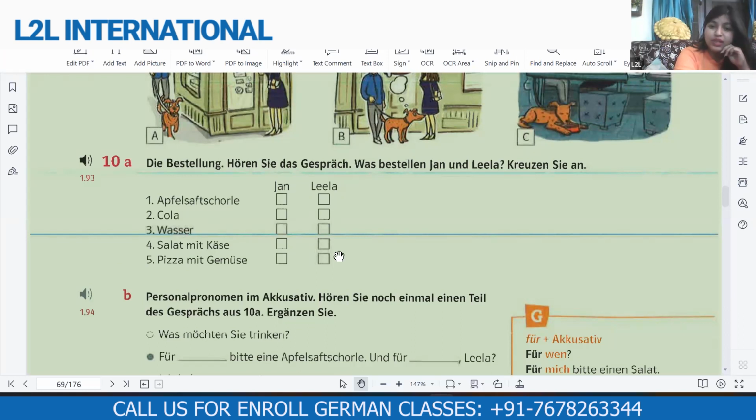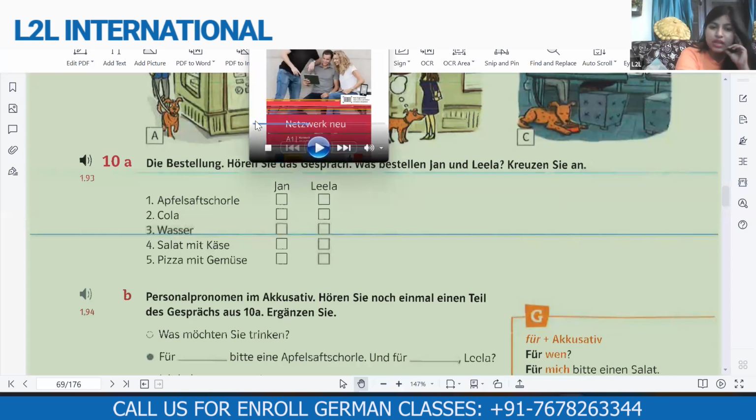This is the menu card, and you have to figure out from listening to the conversation what Jan and what Lila are ordering from here. Yeah, so if Jan is ordering cola, you have to cross in here. And if Lila is ordering cola, then you have to cross in here. So this is what we are doing. So listen to the conversation again, all of you. Understood, Samriddhi? What's the question here? Yeah. Okay.